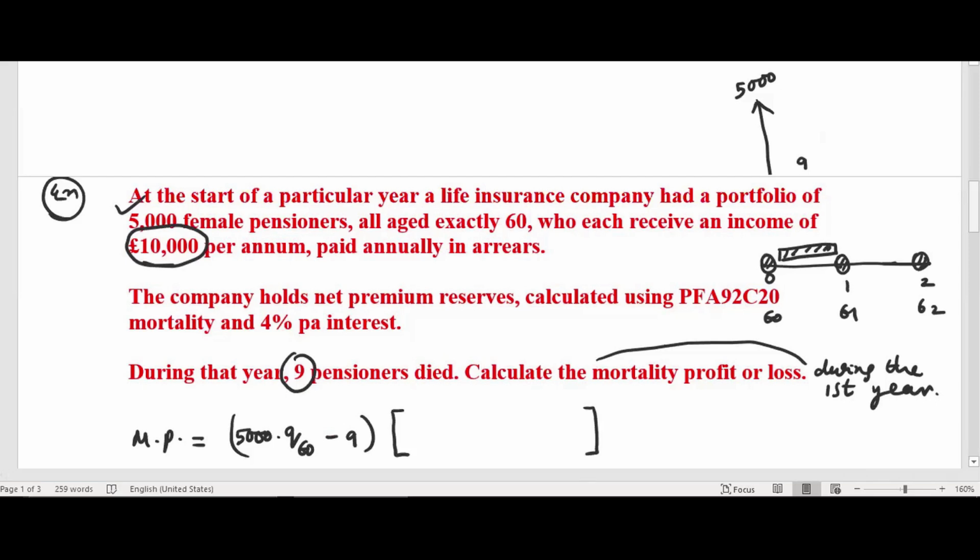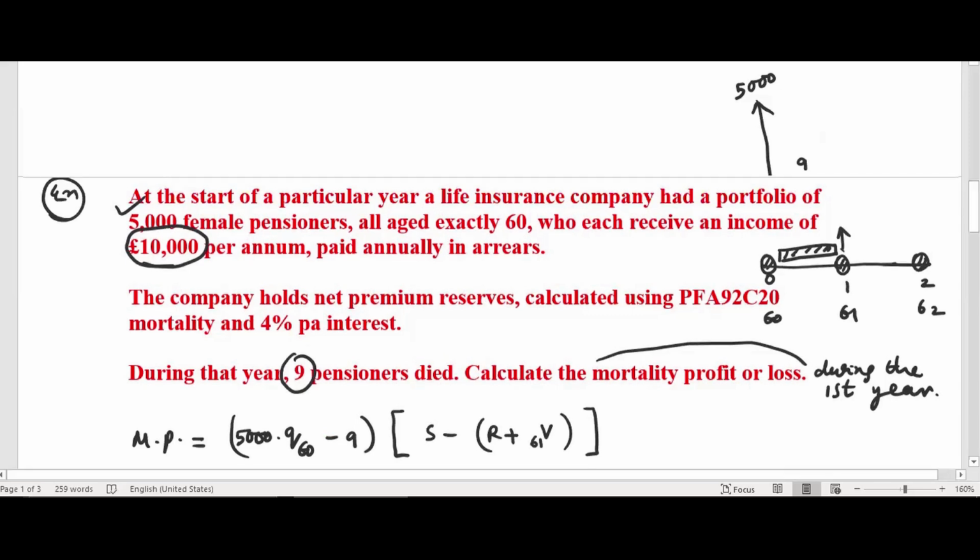We'll use that formula, S minus R plus V t plus 1, that is 61, right? Here you need to find the reserve. Now there is no formula I derived for reserve for this kind of policy. In those cases, you have to apply the direct formula. However, we'll check whether we know S and R. Now consider this year. During this year, it will be V1.